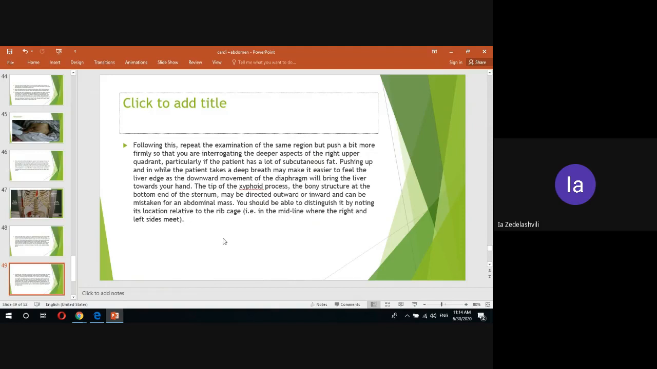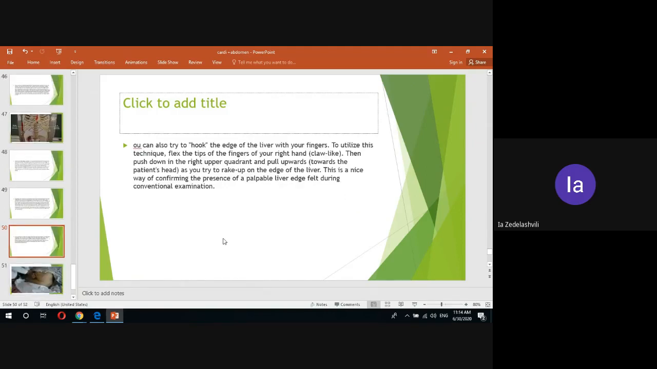The tip of the xiphoid process, the bony structure at the bottom end of the sternum, may be directed outward or inward and can be mistaken for an abdominal mass. You should be able to distinguish it by noting its location related to the rib cage.